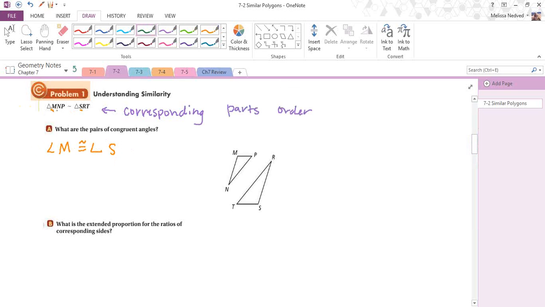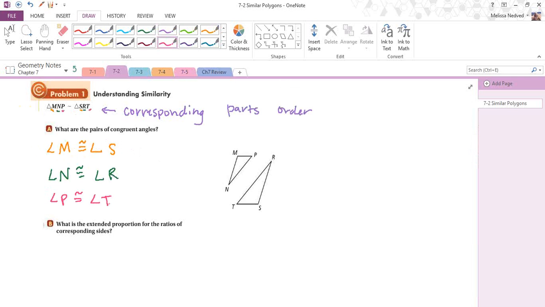Same with the second. My second angle listed in my first triangle is angle N. So angle N is congruent to the second one in my second triangle, angle R. And lastly, my last two angles say angle P is congruent to angle T. Just like what we did when we looked at congruent statements for triangles, the way they're written matters. Now, this part's going to be new.